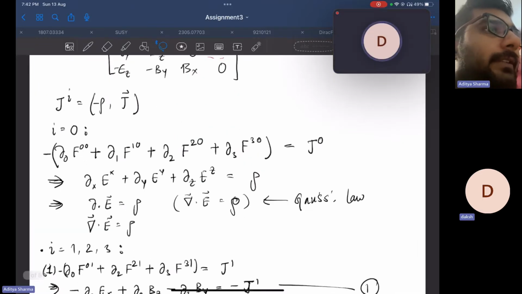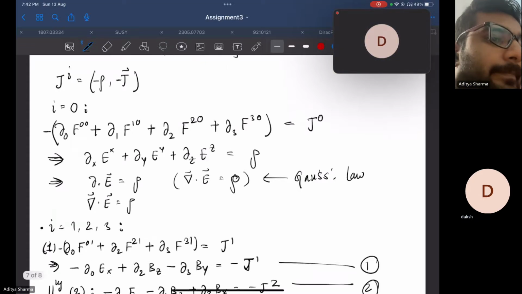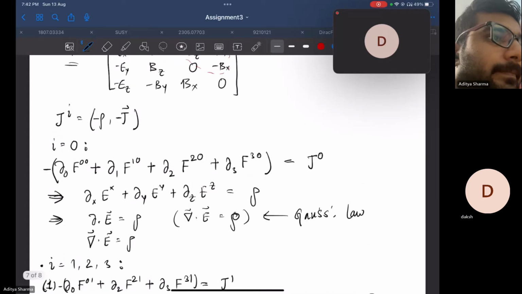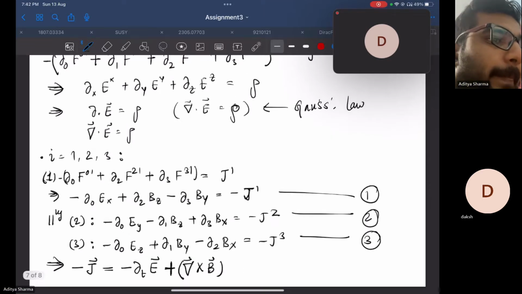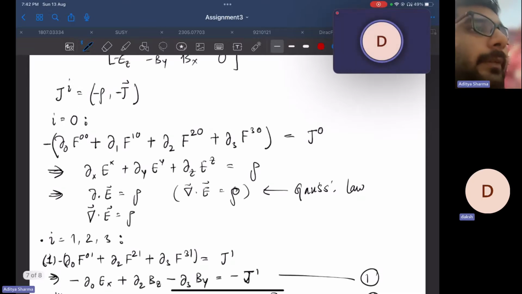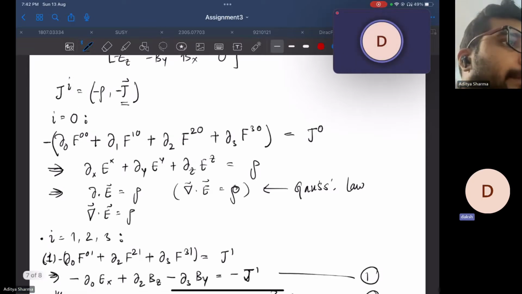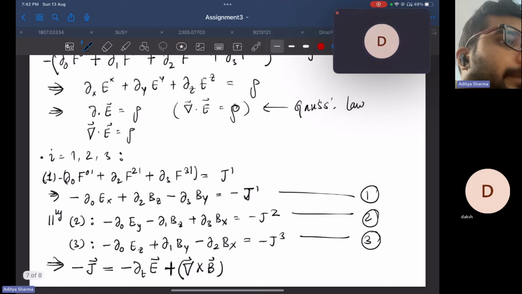Wait, if I make this minus j, will there be a problem? No, I guess not. Hello? If I make this j vector to be minus j vector, will there be a problem? No, there won't be any problem.